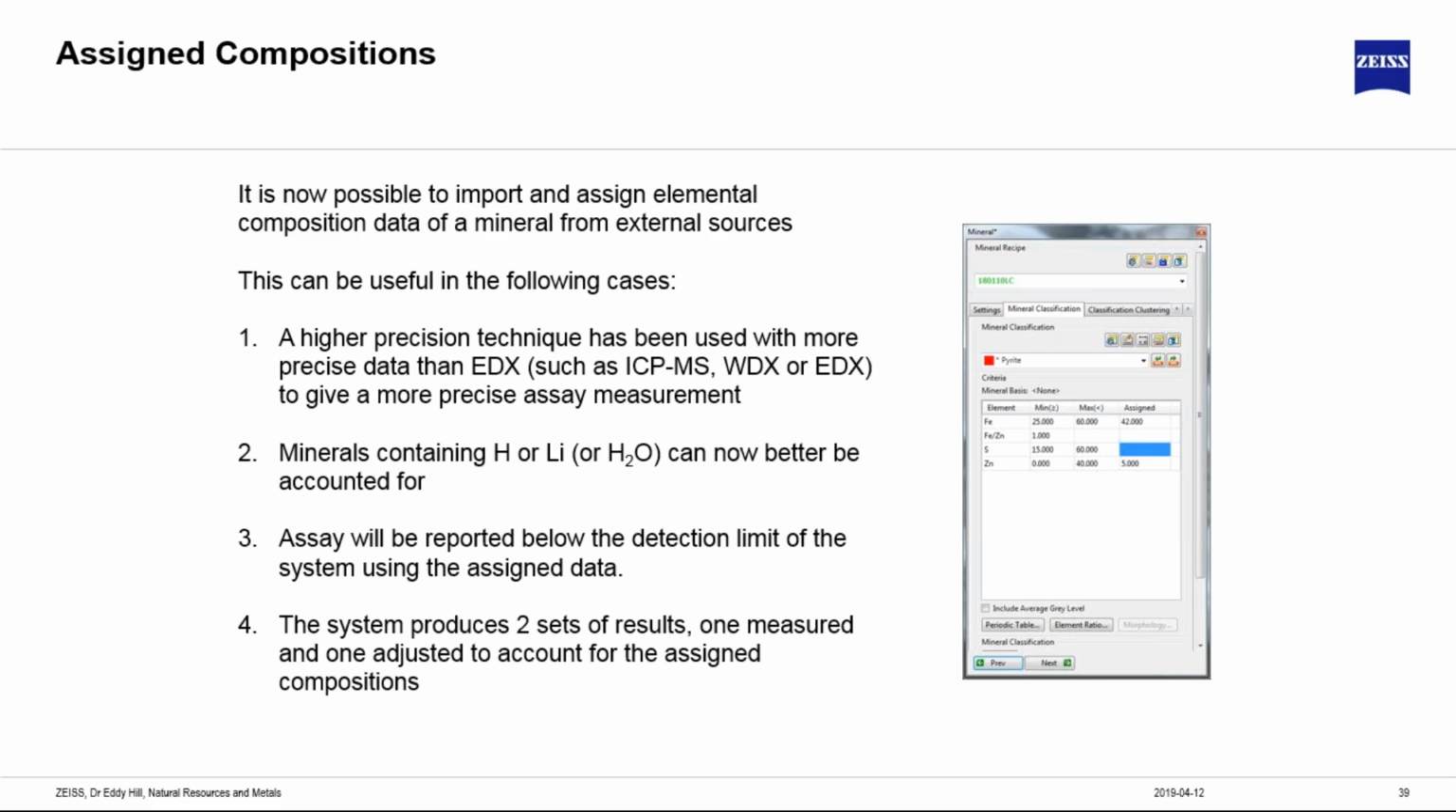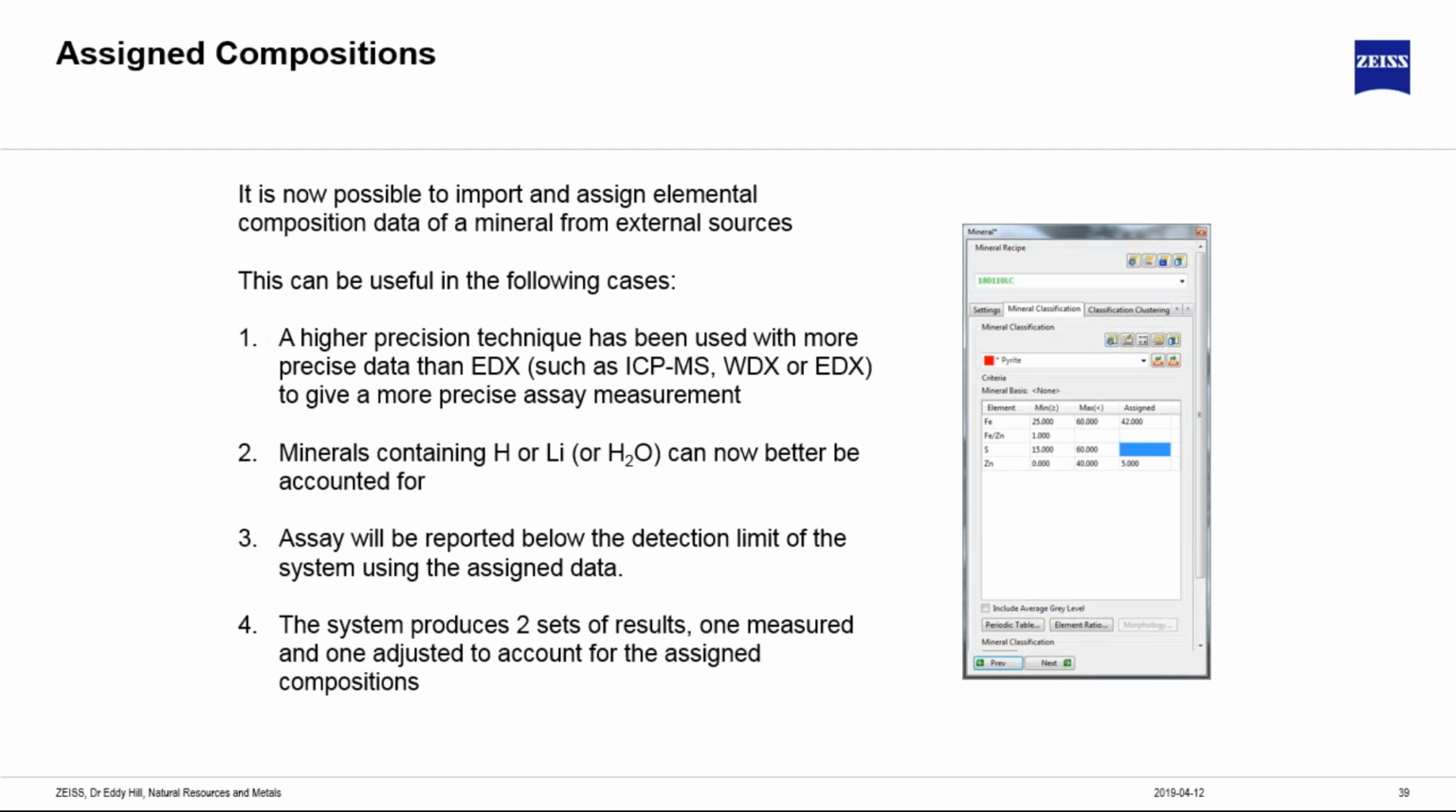and we have a min-max, which might be the parameters within which the iron concentration has to exist, and the sulfur and zinc concentrations have to exist in order for this analysis to be classified as a pyrite. But we can actually assign a composition to the iron, so that once an analysis has been classified as a pyrite, in the calculations and in the outputs, the iron will have 42 weight % iron. It would not be a 26 weight % iron, for example.